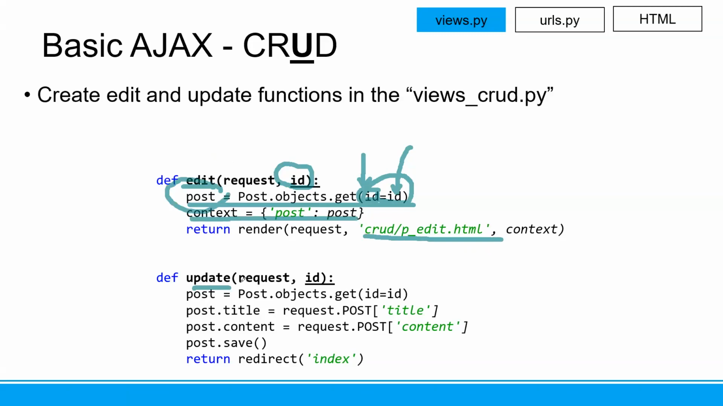For the update, we can also have the other ID, and then the post will be equal to the ID from the given value here. The title will be request post title, and the content will be request post content. So every piece of information will be saved into the object, and then it will redirect to index.